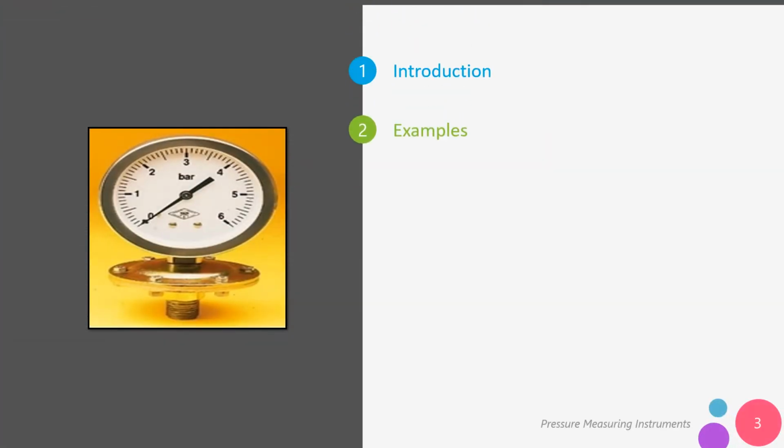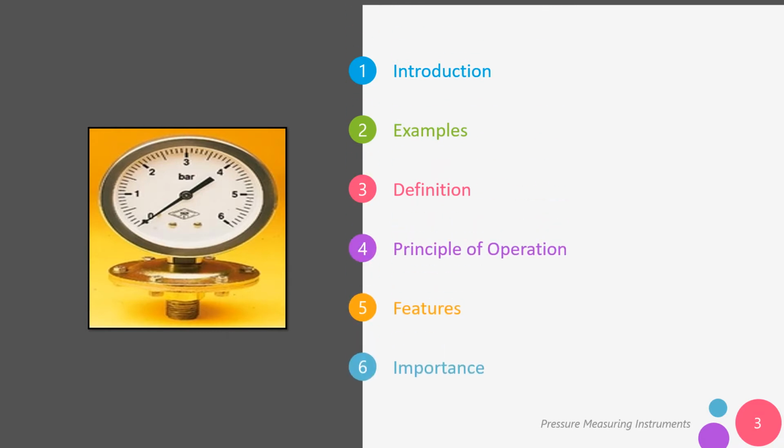So first we have here a simple summary of what we are going to do for today. We have the introduction to pressure measuring instruments, and then examples. As I have said, we have 5 specific examples to be discussed, with a brief definition or description, how it works, the principle of operation, and the features of each instrument. And of course, at the end of the day, you will realize how important these instruments are. So let's start.